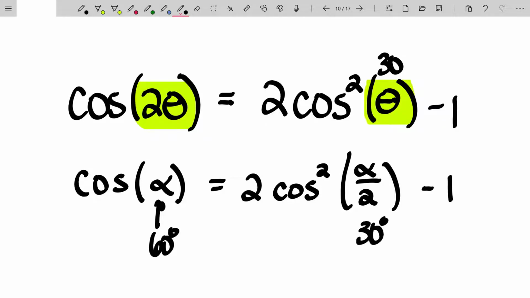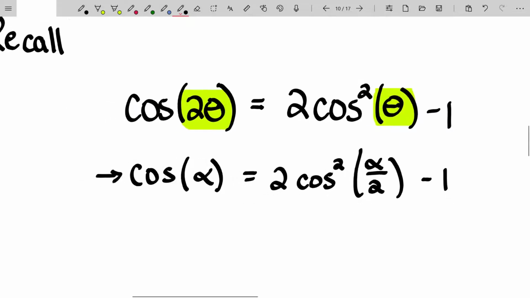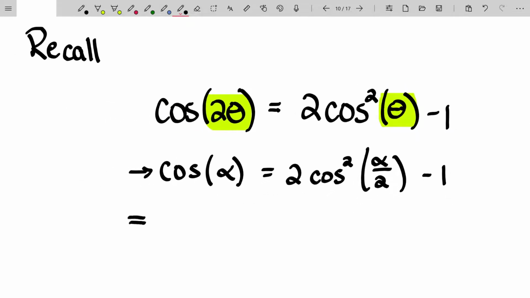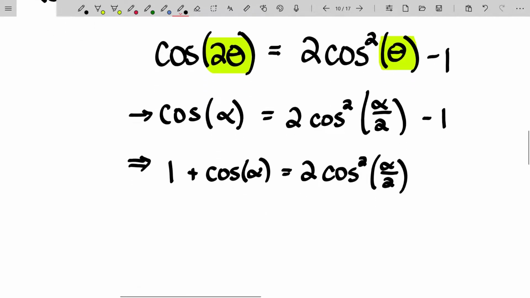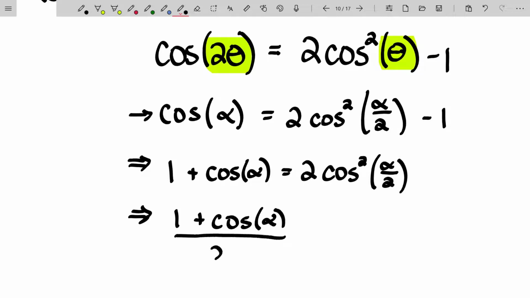So these are saying the same thing, but the second form here is very useful because if you add 1 to both sides, you get 1 plus the cosine of alpha is equal to 2 cosine squared of alpha over 2. And then you could divide both sides by 2. So you have 1 plus cosine of alpha, divided by 2, is equal to cosine squared of alpha over 2.